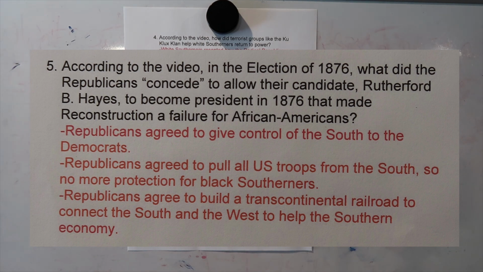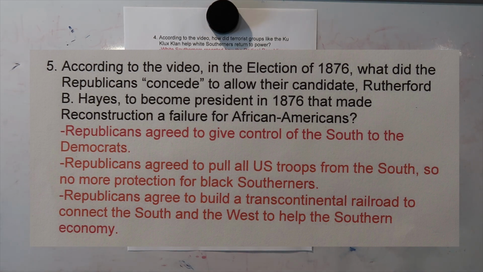1876, what did the Republicans concede, that means give up, to allow their candidate, Rutherford B. Hayes, to become president in 1876 that made Reconstruction a failure for African Americans? 1876, 1877 is considered the end of Reconstruction and the official return of power in the South to a lot of the white supremacists who were in charge during the war and before the war. So this is where it really becomes the failure of Reconstruction.